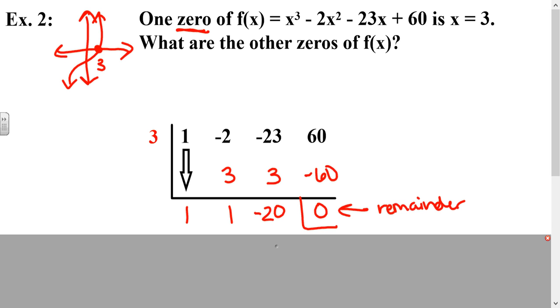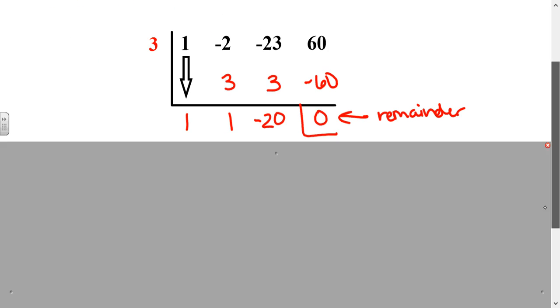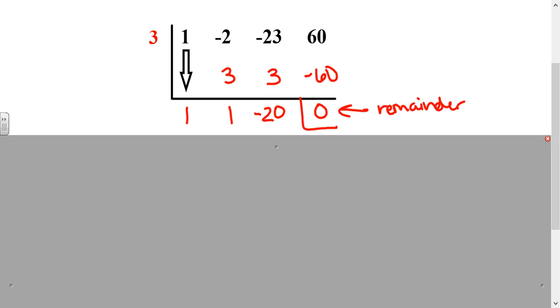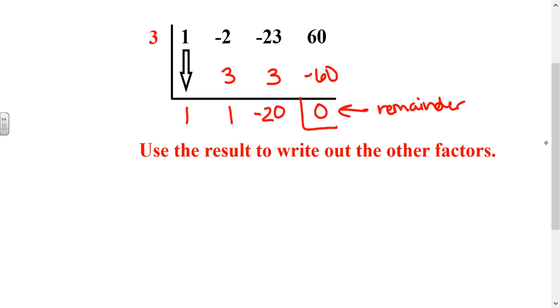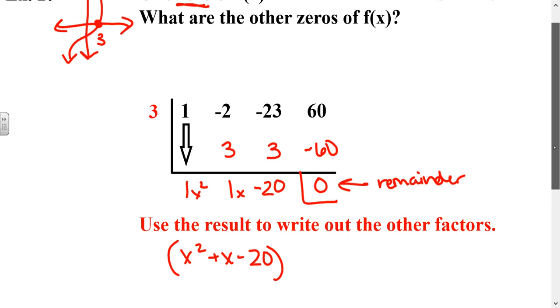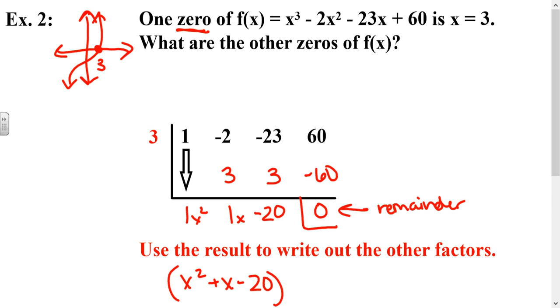So now I have to rewrite my answer. Okay, so we're going to use the result to write out the other factors. Now, this gives me x squared plus x minus 20. So remember, this is the constant, this is the one with the x, and this is the one with the x squared. So this was one of my factors, and if my zero is a 3, then what factor goes with that?